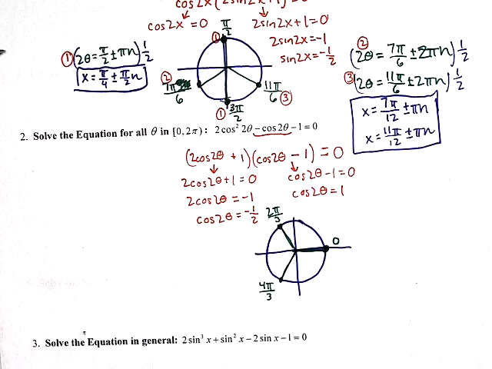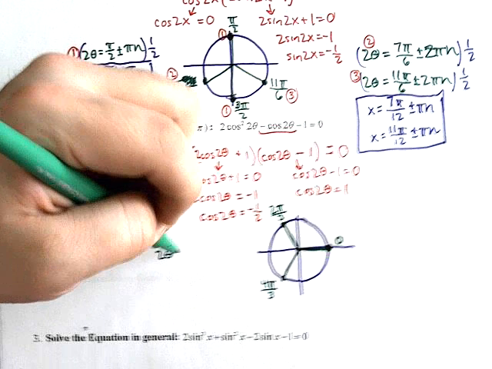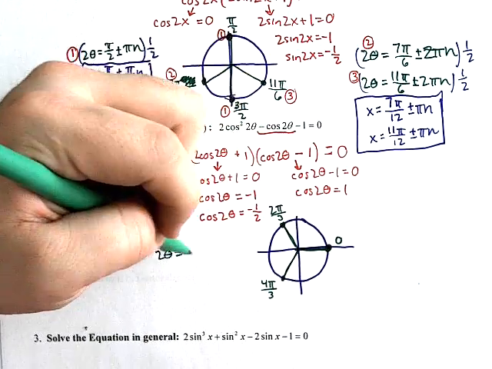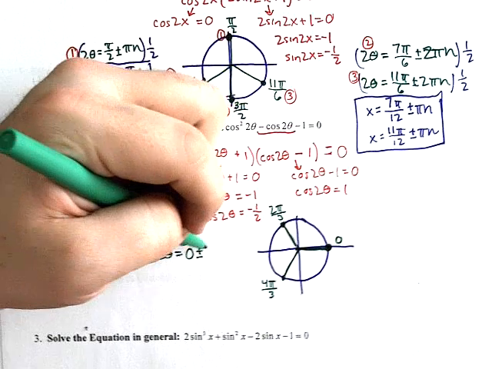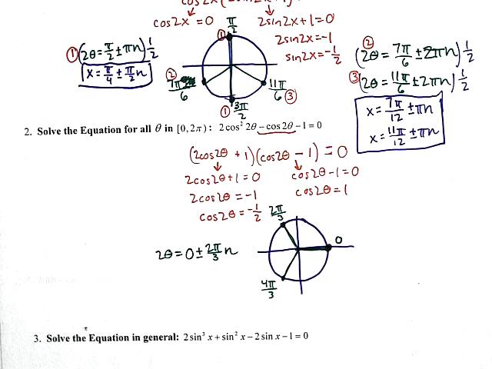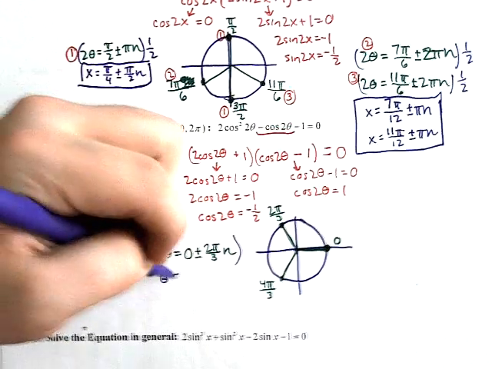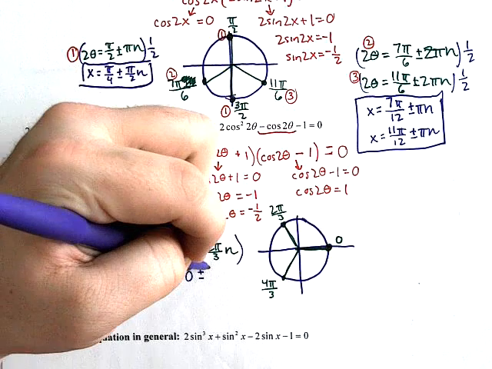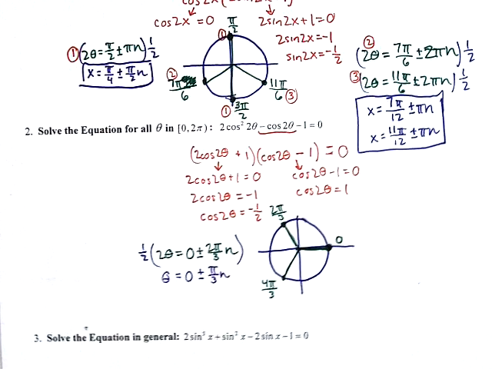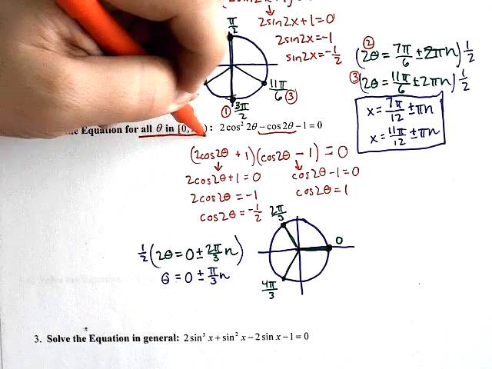So I'm going to write it as one equation. 2 theta is equal to 0 plus or minus 2 pi over 3 n. Just like on the last one, we need to get rid of that 2, so I'm going to multiply absolutely everything by 1/2, which means I then have theta is equal to 0 plus or minus pi over 3 n. And your favorite, we make sure, yep, it says for all theta in an interval.